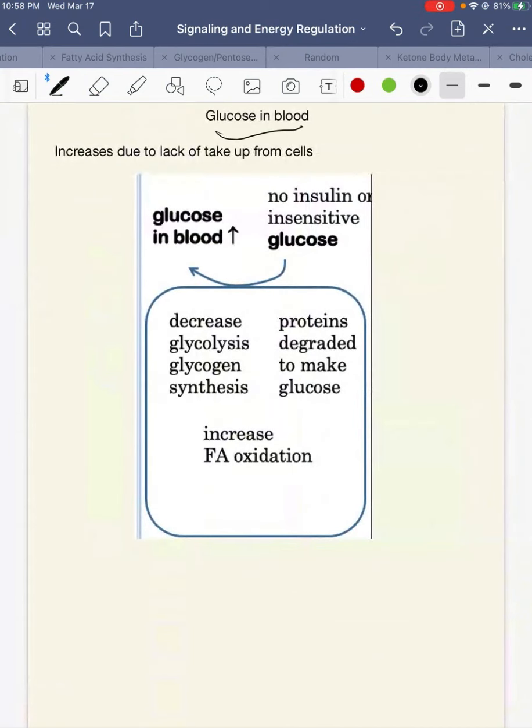Glucose in the blood. Because insulin is not binding, even though you have high blood glucose levels, the glucose is unable to enter the cell. So glucose in the blood will just continue to accumulate and not be taken up by the cell. This will result in decreased glycolysis and glycogen synthesis, because the glucose is not entering the cell. And this will result in proteins inside the cell being degraded to make glucose. It will also increase fatty acid oxidation.